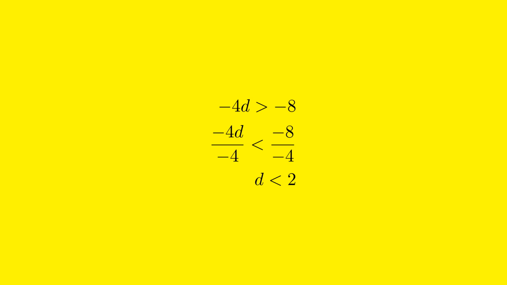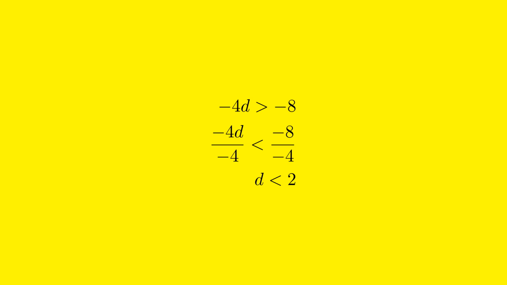Now let's express this solution in interval notation. Because d can be any number less than 2, we represent this interval from -infinity to 2 with a parenthesis around 2 to show that 2 is not included in the solution. So in interval notation, the solution is -infinity to 2.